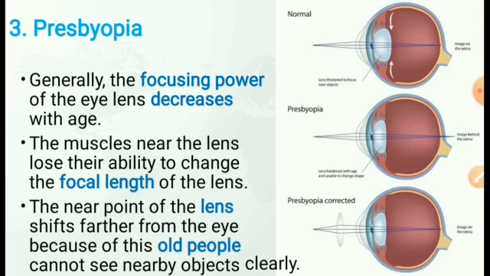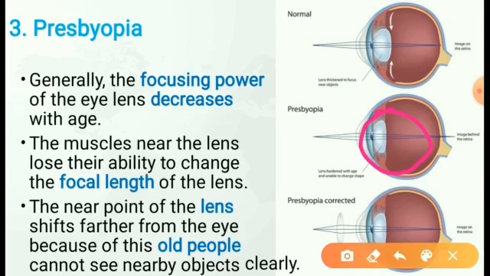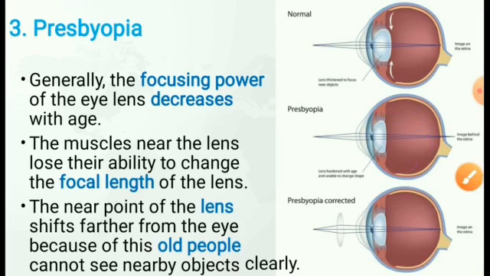Third topic is presbyopia. Generally, the focusing power of the eye lens decreases with age. The muscles near the lens lose their ability to change the focal length of the lens. You can see here in this picture clearly. The near point of the lens shifts farther from the eye. Because of this, old people cannot see nearby objects clearly.